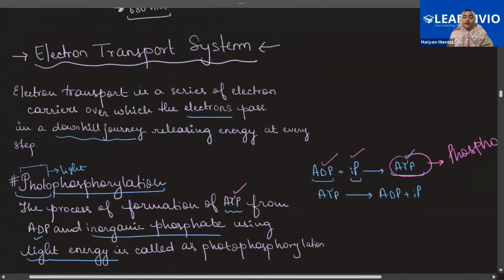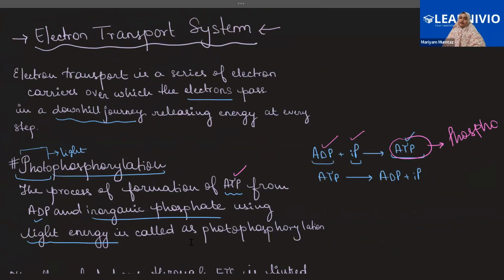Okay. Now the next thing that we are going to discuss is the electron transport system. Remember, this entire process of photosynthesis works on electron transport, or you can say the electron moves from one place to another, thereby creating energy at every step. Electron transport is a series of electron carriers over which the electron passes, and while the electron passes on the carriers, they release energy at every single step. So that is the electron transport system.